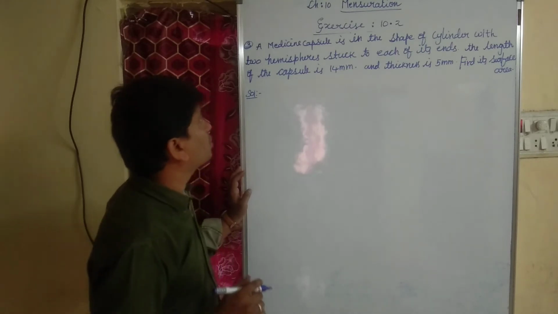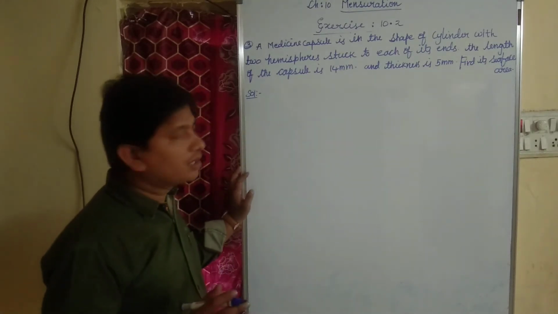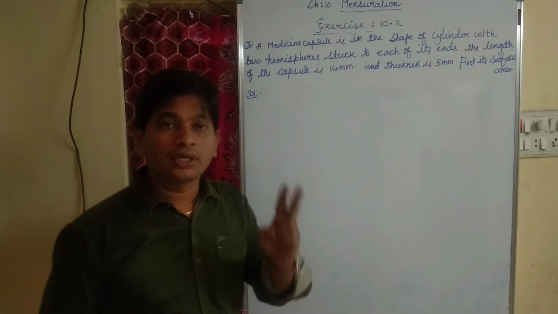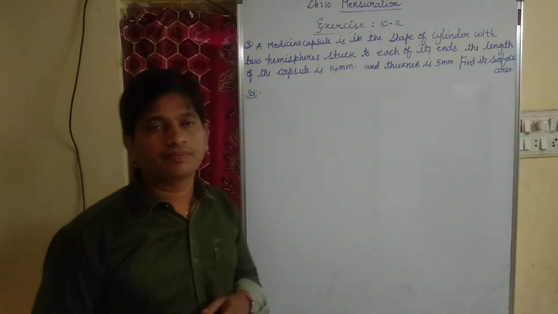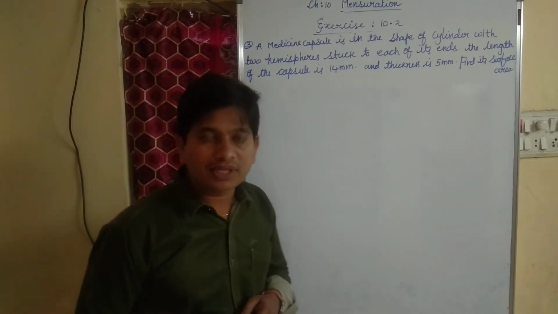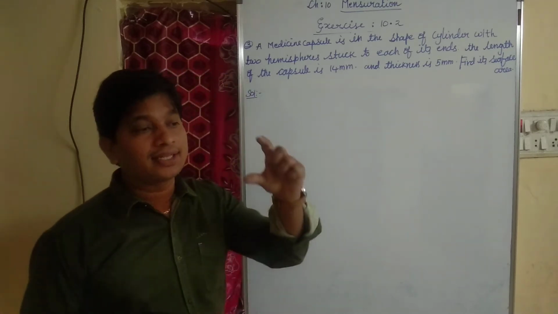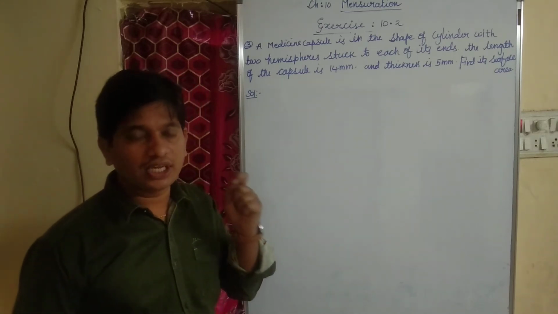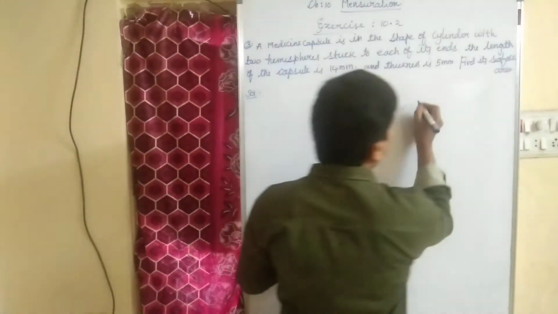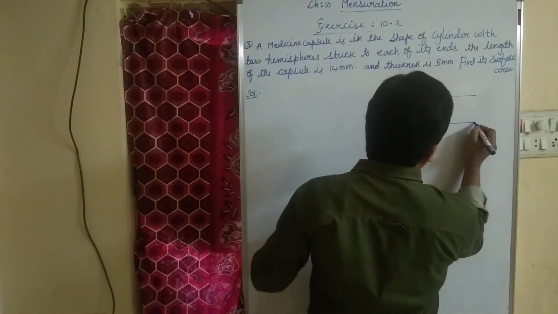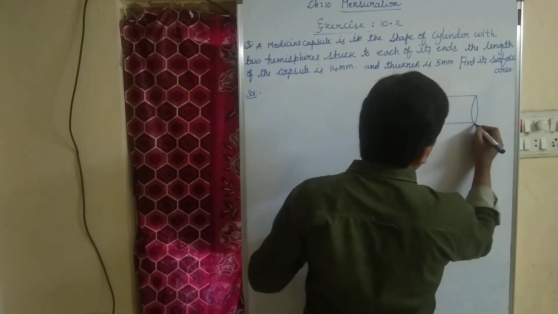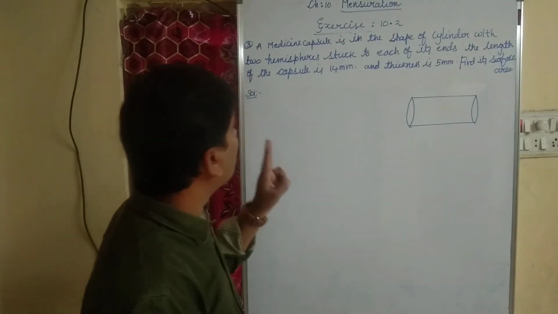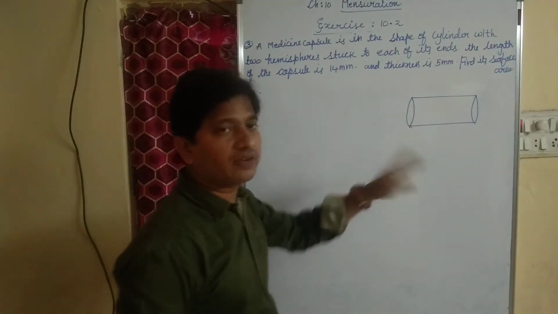Now coming to the third question: a medicine capsule is in the shape of a cylinder with two hemispheres stuck to each of its ends, and the length of the capsule is 14 mm and the thickness is 5 mm. Find its surface area. So this is an important question. Mentioned: capsule is in the shape of a cylinder with two hemispheres stuck to each of its ends.